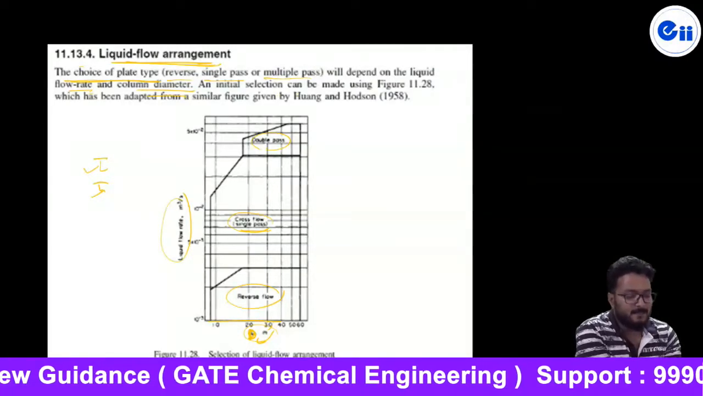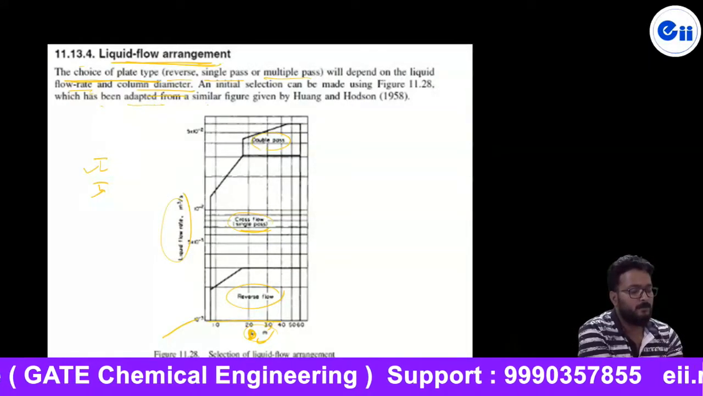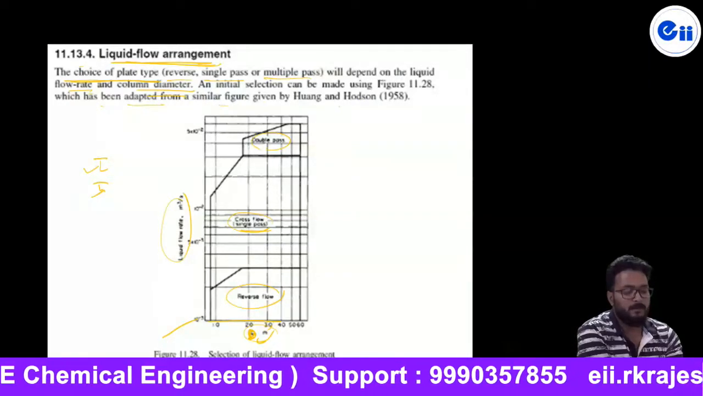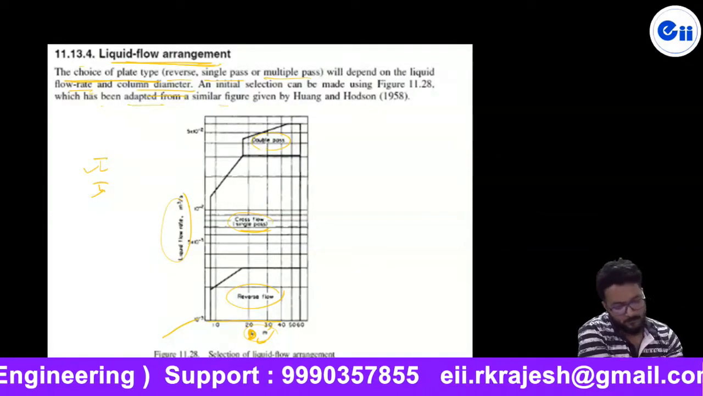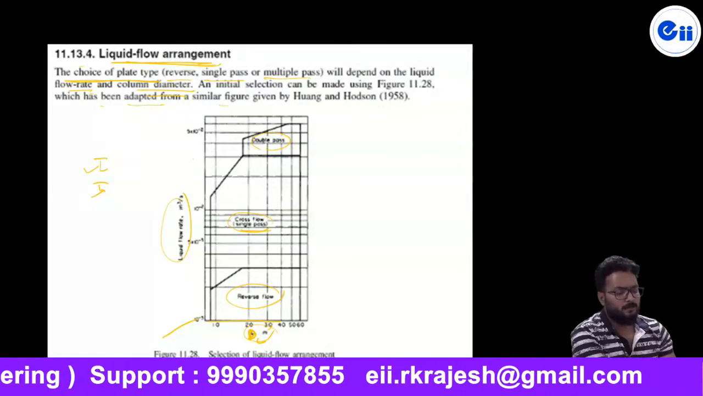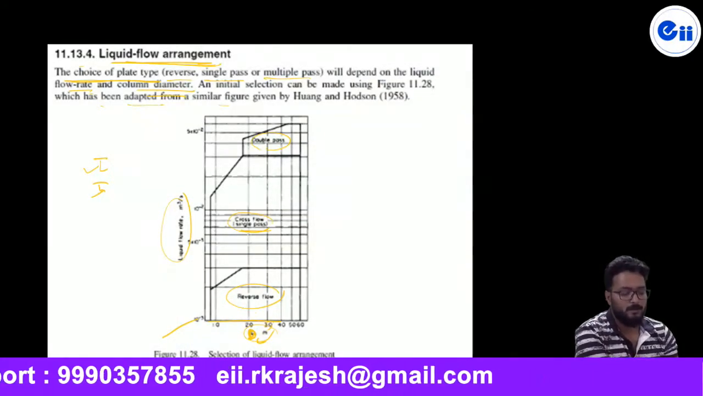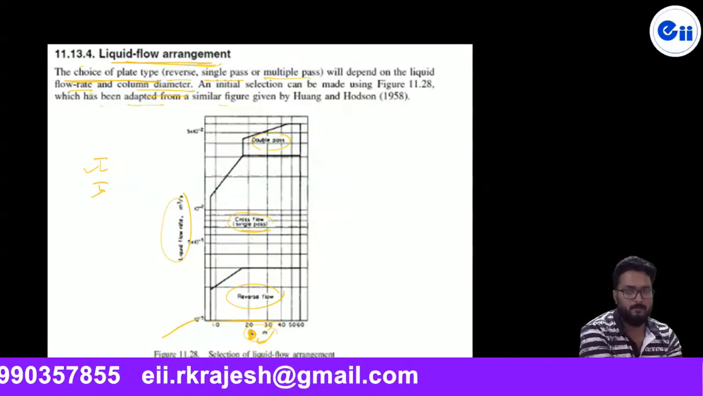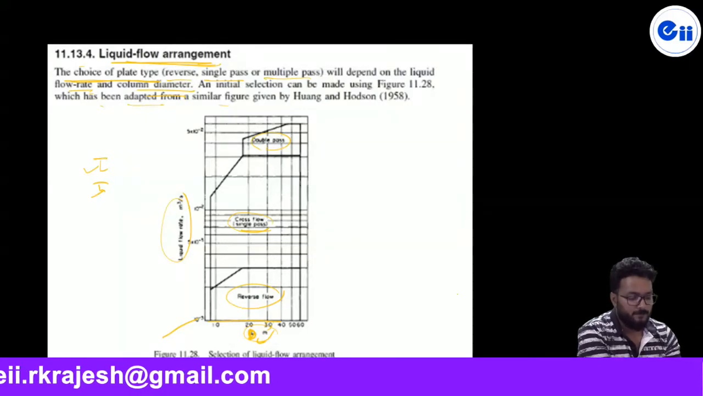So an initial selection can be made using this figure, which has been adapted from a similar figure by Huang and Hodgson. The main thing is that on the basis of liquid flow rate and the diameter of the column, we will be able to decide which type of flow will be better: single pass flow, also called cross flow, and double pass flow or reverse flow.